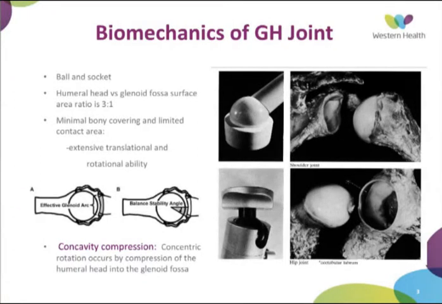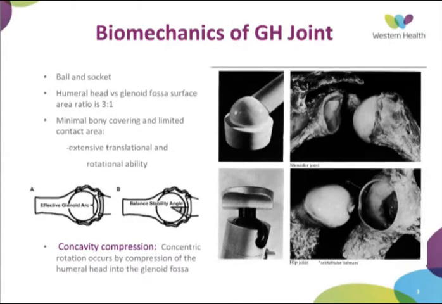Comparing the hip joint to the shoulder joint, we can see that it's much more shallow, less contact, and also less stable. So the shoulder joint is an unstable joint on its own. The effective glenoid arc is the area of contact between the two bones. This is the area during the movement that the two bones are in contact with each other, and it's pretty small.